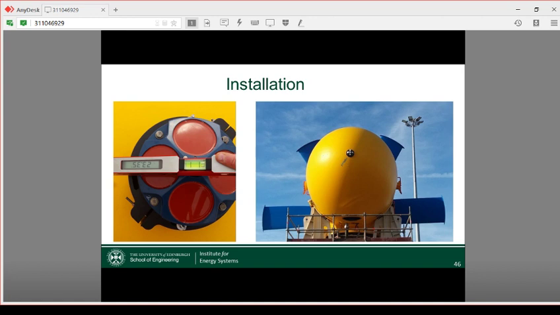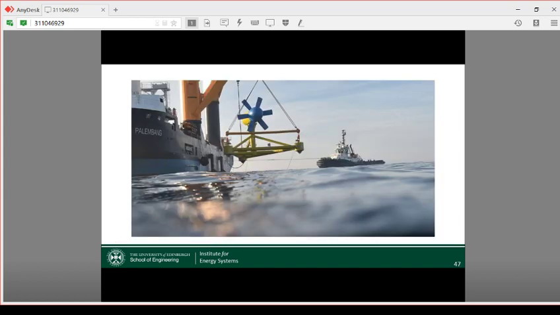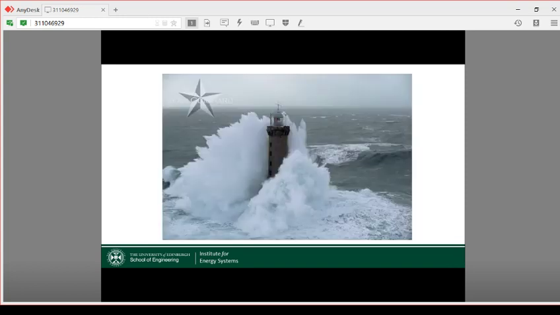So there's the instruments installed on the turbine and checking that they're level and in the right positions. And then the turbine was lowered into the sea, and that's quite a nice day when that's happening. This is a very famous photograph of a lighthouse in a storm taken by an amazing French photographer of lighthouses, and that lighthouse is very close to the deployment location of the turbine. So this is what the sea conditions are like on not a nice day.